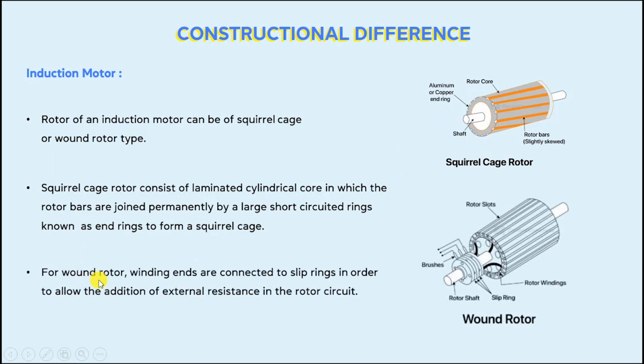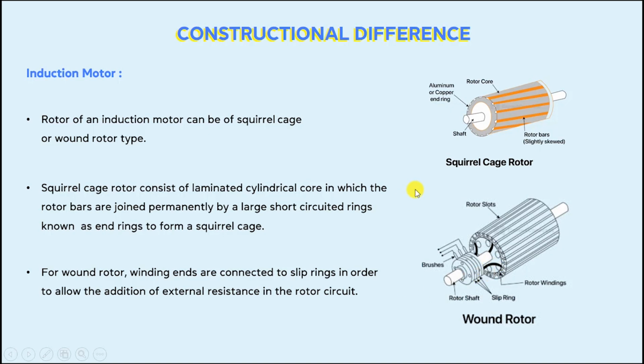Whereas in the case of a wound rotor, winding ends are connected to slip rings in order to allow the addition of external resistance in the rotor circuit. This is the wound rotor of an induction motor, and you can see the rotor windings are permanently connected to the slip rings in order to allow the addition of external resistance.